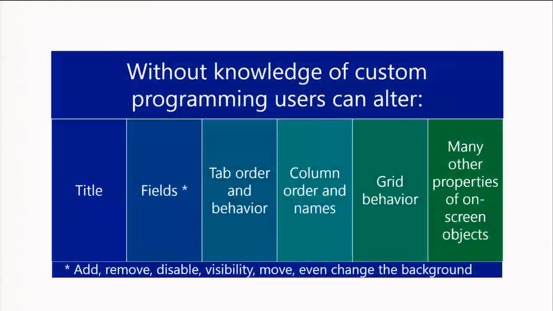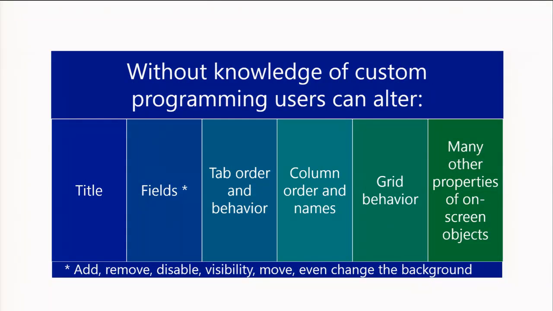So without knowledge of custom programming, you can alter the title of a screen, the fields. So if you don't want it to say account, you can actually abbreviate it. You can change description. You can make those changes very easily within Customization Manager. The tab order, if your users use a tab key to navigate through their screen, you can change the order of those tabs. Your column order and names.